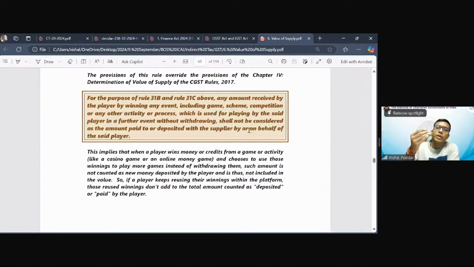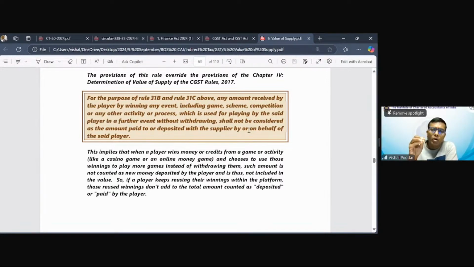Same thing in case of online gaming. I gave the example, you had put in 1,000 rupees, GST was deducted and the balance was used in playing different games. Whatever you won, you again utilize. There is no GST again on that. GST is once at the start on the deposit.